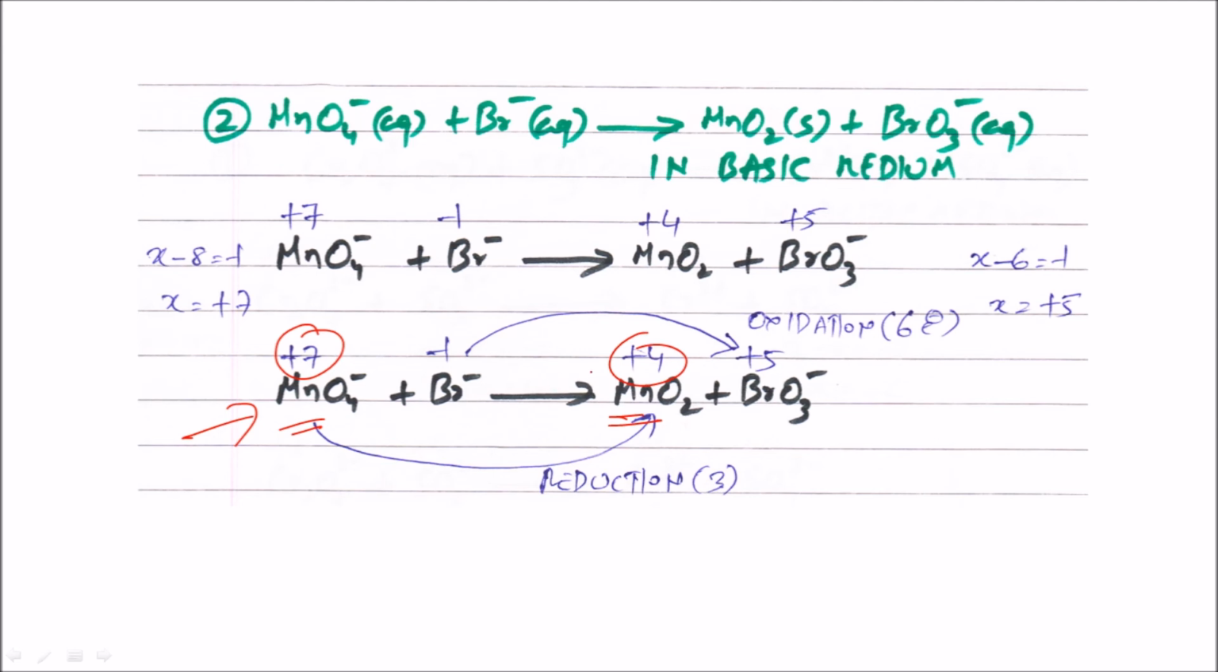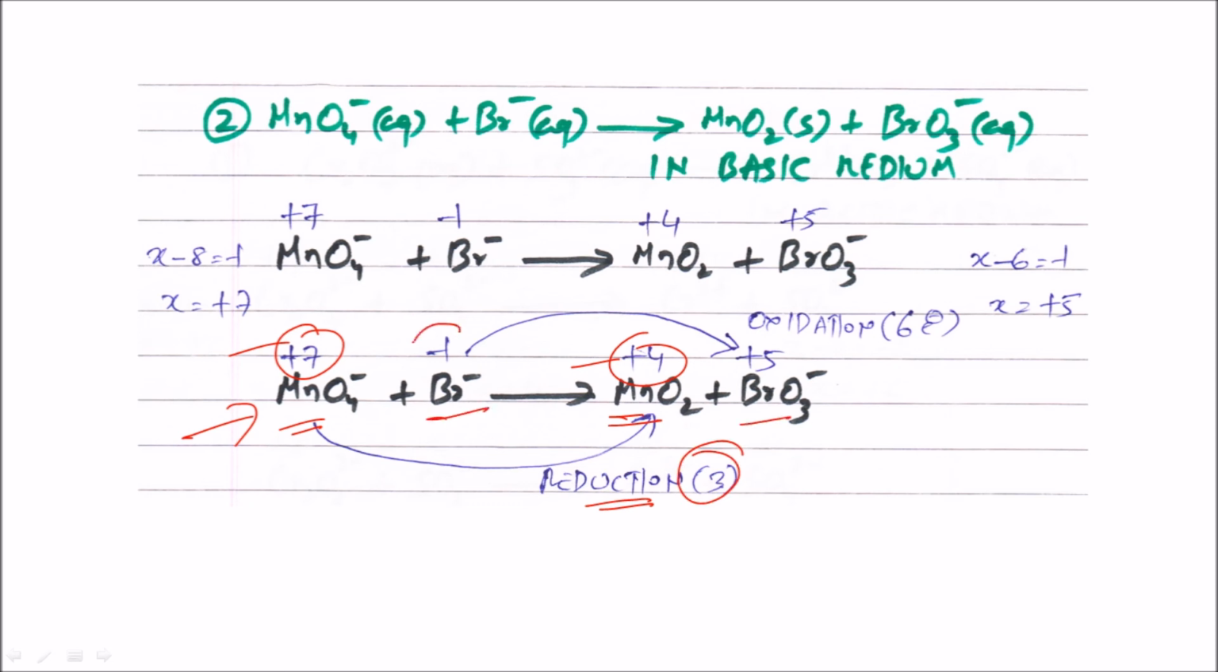We can identify, is there a loss of electron or gain of electron? So it's going to gain electrons, particularly 3 electrons. And gain of electrons, we can take it as reduction, or even you can take it as a decrease in oxidation number. So plus 7 changes to plus 4, there's a decrease in oxidation number, so we can take it as a reduction, and the number of electrons involved here is 3.